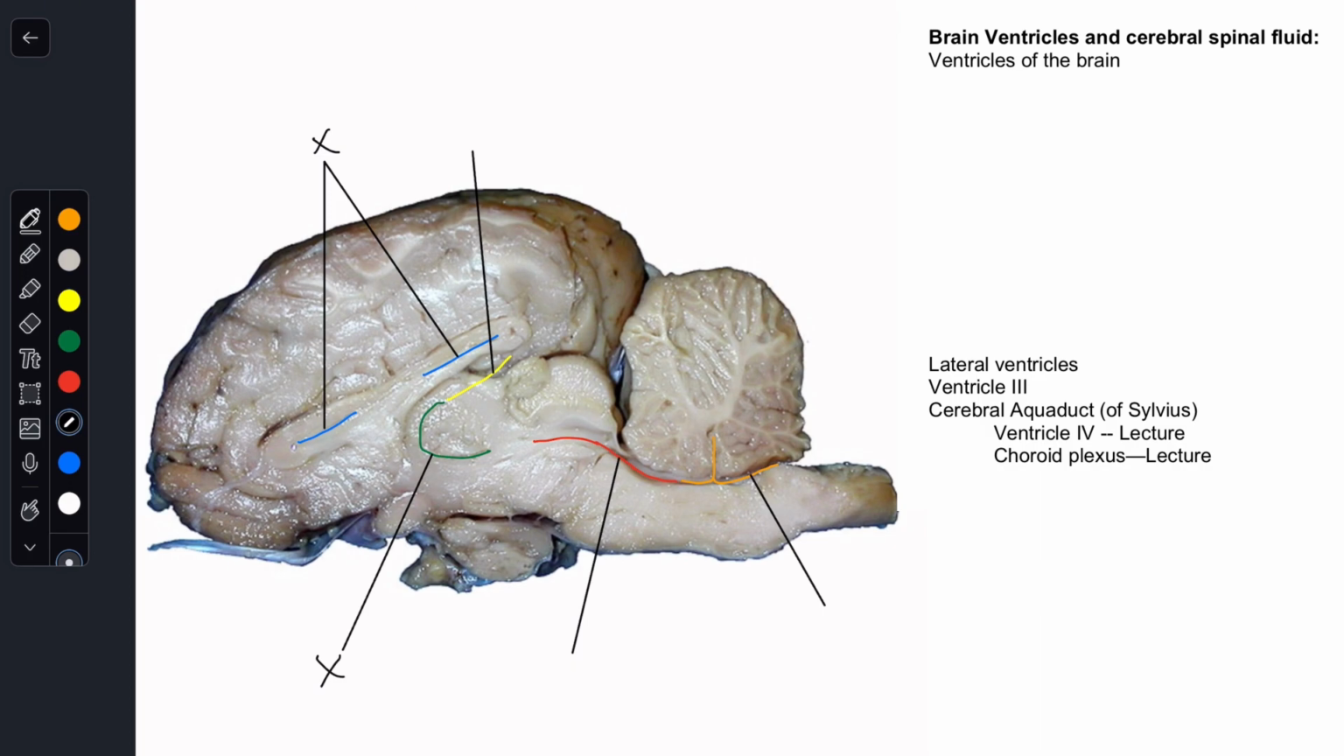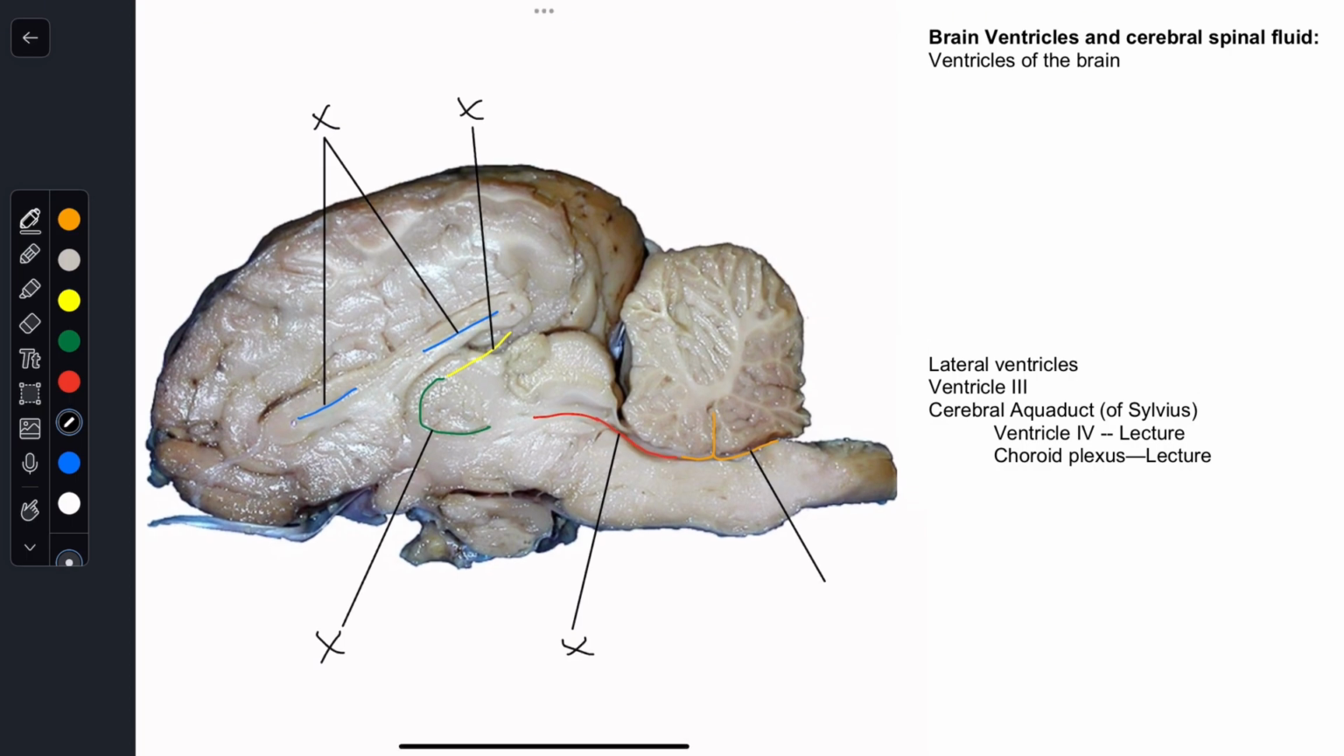And then kind of like above the third ventricle is the choroid plexus. Now going down more this way, the red one is the cerebral aqueduct. And finally, we have the fourth ventricle. It's the orange one. And that should be it with the ventricles of the brain. The next one I'm going to go over is the cranial nerves of the brain.